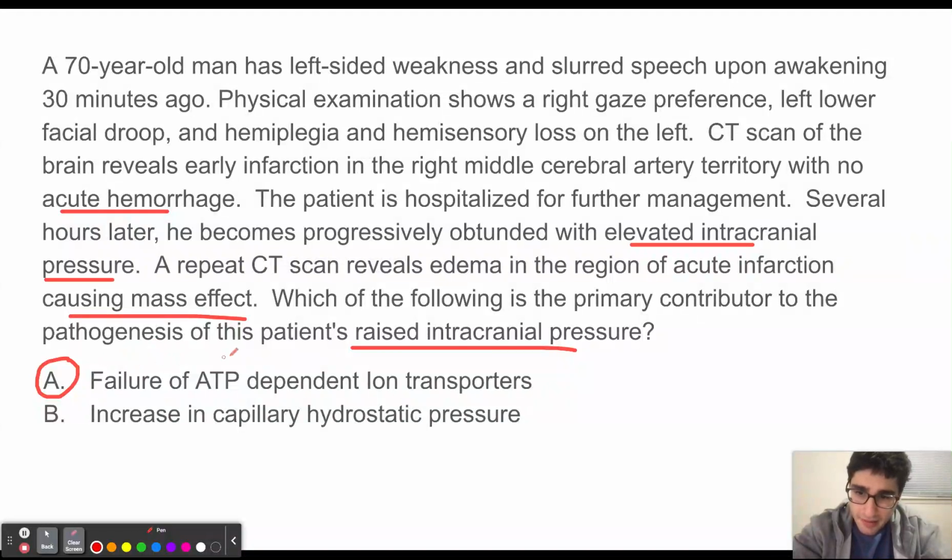And so the answer would be answer choice A, which is failure of ATP dependent ion transporters. It's not going to be due to answer choice B, although this can cause an increase in intracranial pressure. Increase in hydrostatic pressure usually would present with a headache that gets worsened. But because the patient has suffered a stroke and because the ischemic stroke can result in low ATP levels, we're thinking that the patient's increase in intracranial pressure happened due to a cytotoxic edema.